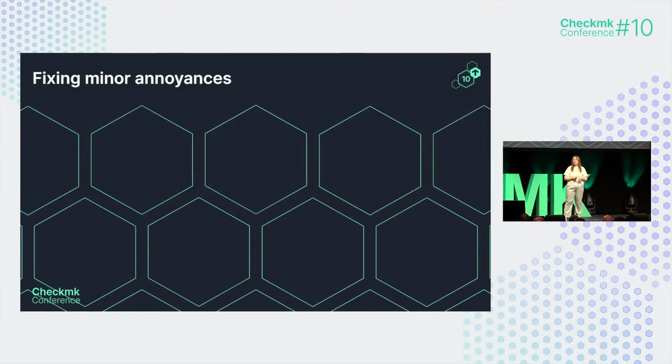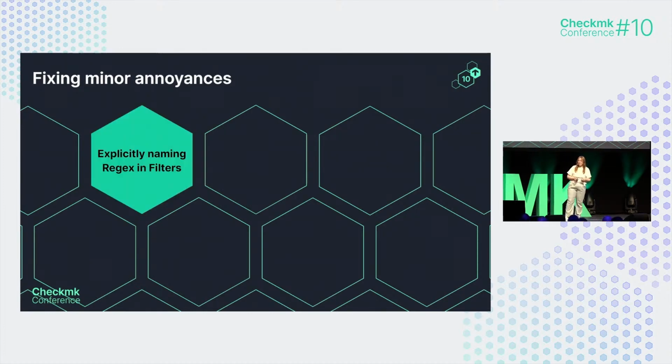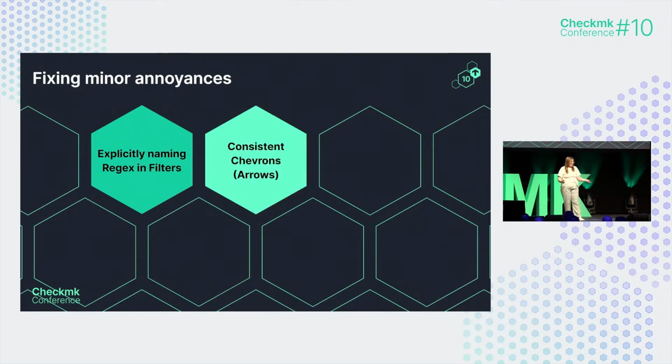Oh boy, we fixed a lot of minor annoyances in Checkmk with the 2.3. For example, Checkmk is now explicitly naming regex in filters, making it easier for you to know where you can actually use regex. All of the chevrons and arrows that indicate collapsible and expandable content now point in the same direction. So if you look at the sidebar, it's now consistent instead of in just random directions.